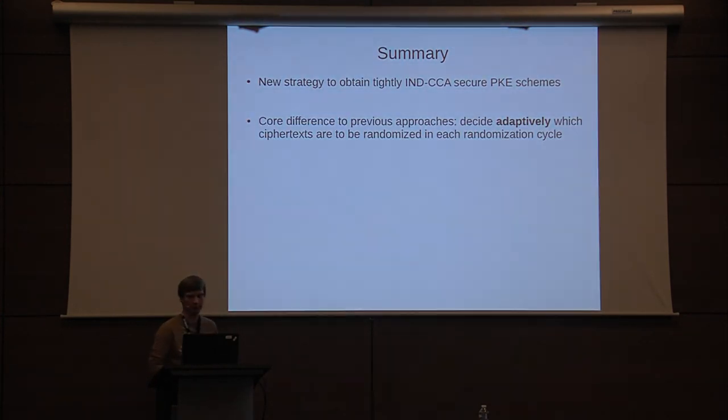Okay, so that brings me to the summary. The main goal was a new strategy to obtain tightly secure public key encryption schemes. And the main difference to previous approaches was the way in which we randomize many challenge ciphertexts at once that the adversary gets. We need to randomize very many ciphertexts in very few steps, and how we partition the set of ciphertexts is chosen adaptively at encryption time. It's not hardwired into the scheme, it's chosen in the simulation or in the security proof adaptively with this special bit tau, which was not there before.